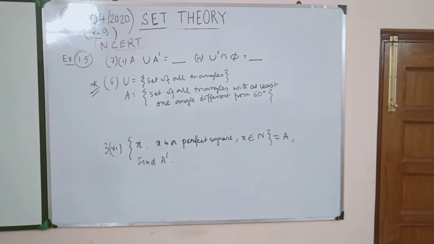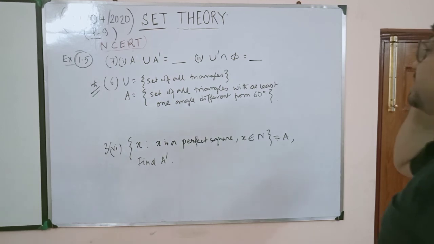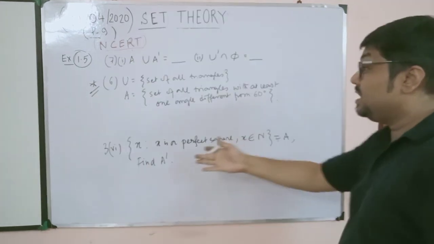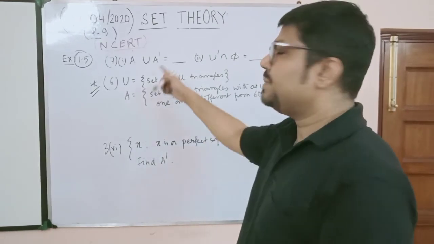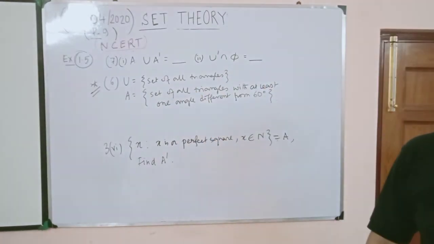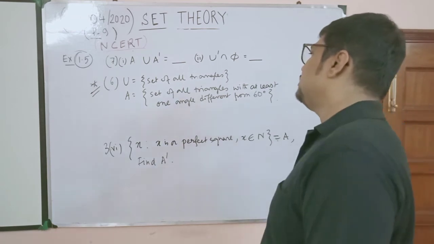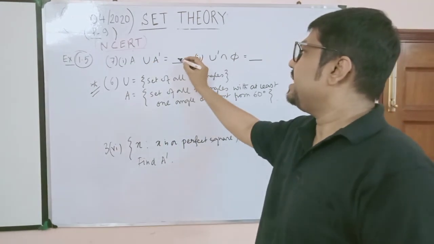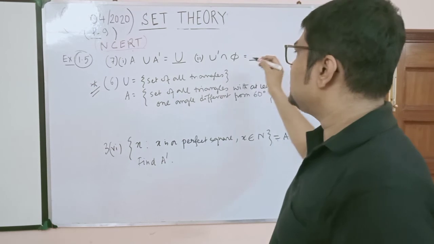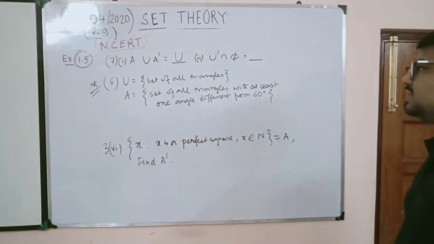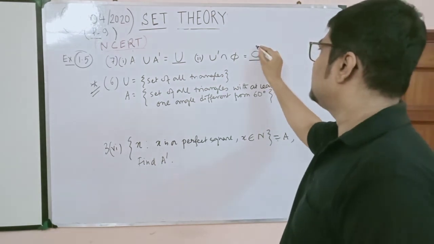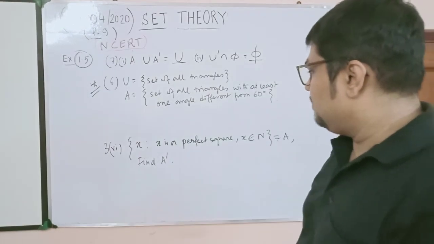Okay, now we will see exercise 1.5 where we have selected a few questions. It's 3, 7, 6, 7. These are basically dependent on the complementary laws and the laws which we know through the set laws. A union A dash will be the universal set. U dash is already a kind of null set. Null set intersection null set will be null set. Okay. We will look into it.